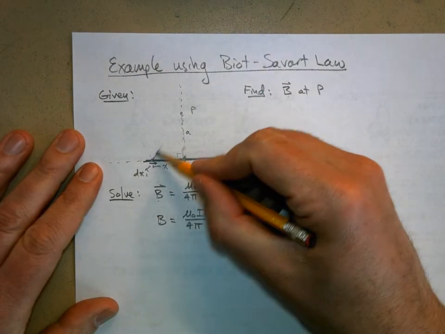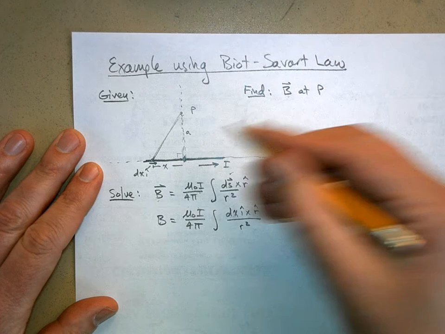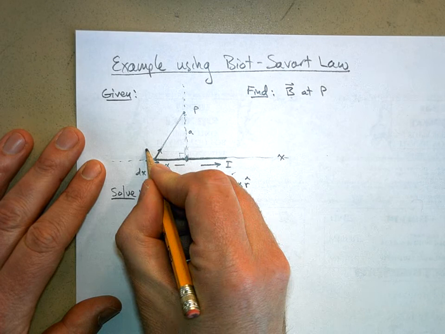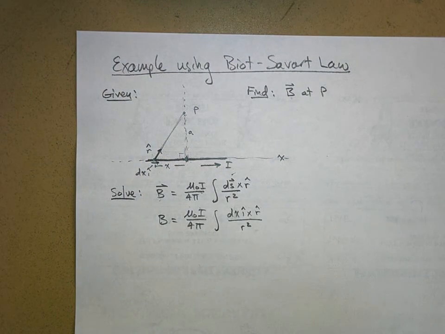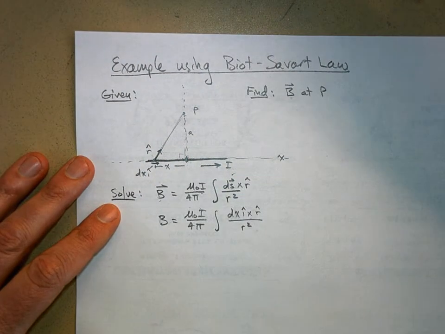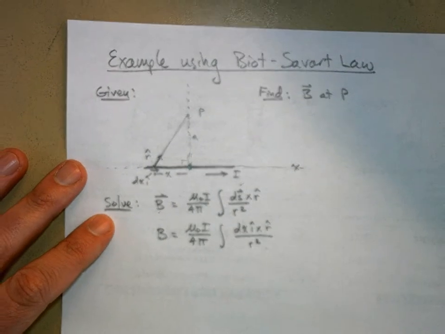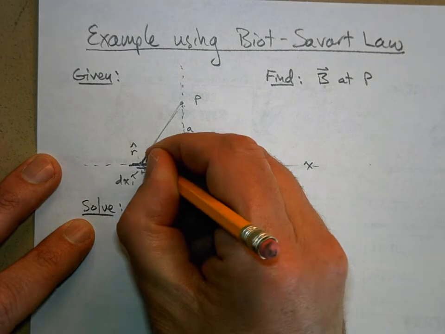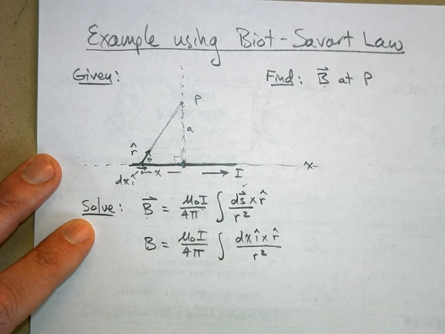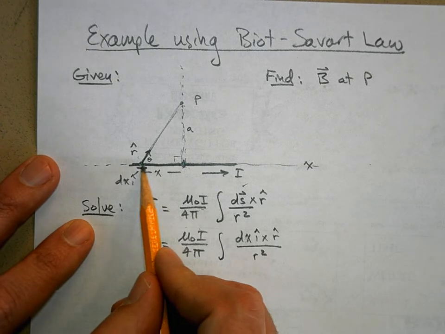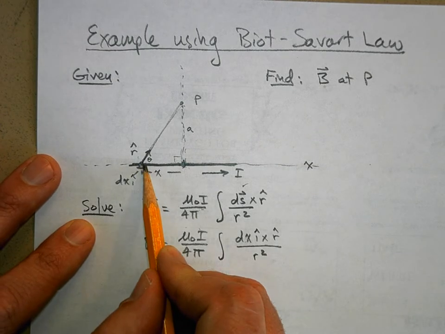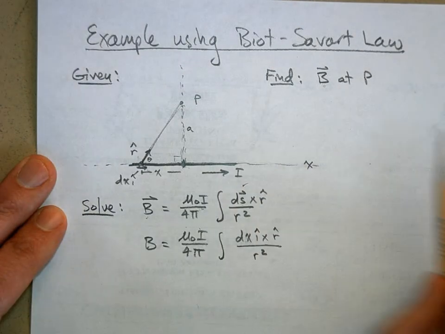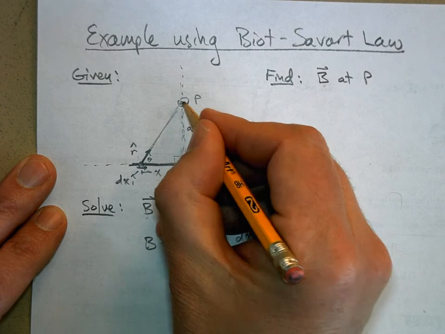Well, let's take a look at this right here. Here's r hat. The first thing you need to do is really identify where r hat is. Okay. And here's theta. Oh, and theta is, remember, the angle between dx and r hat. So we can right away tell that this is going to come out of the board right here. The direction of this is going to be out of the board.